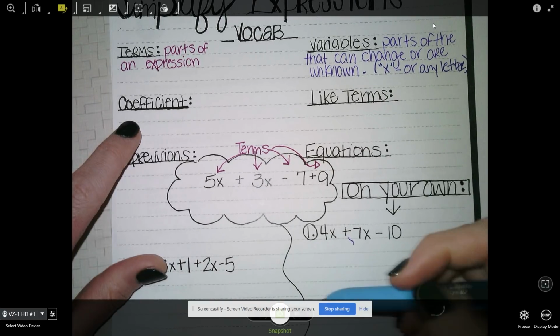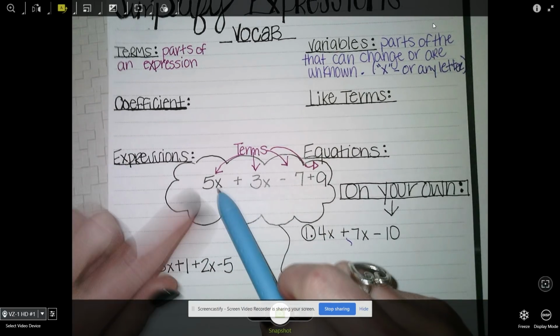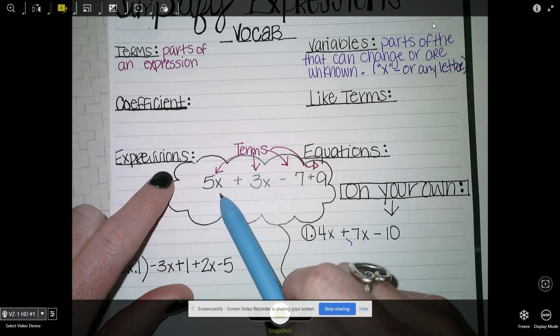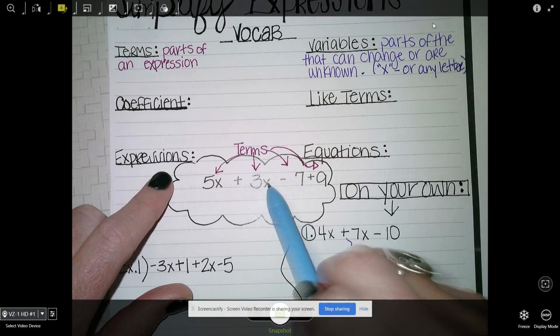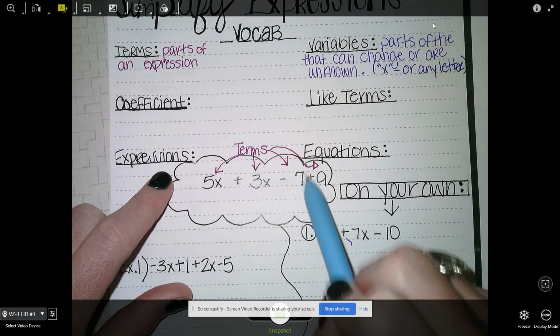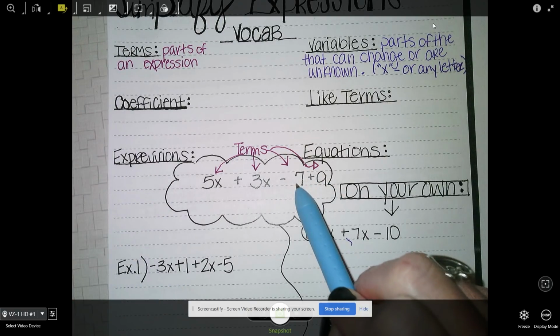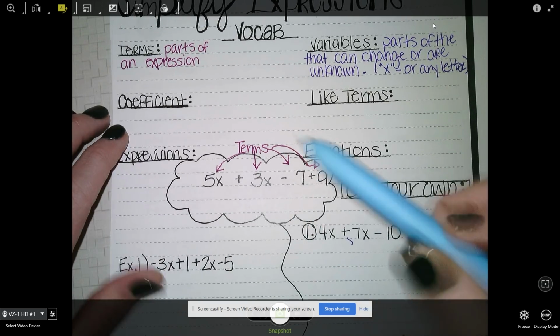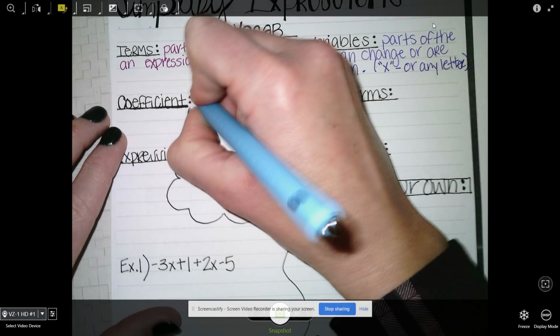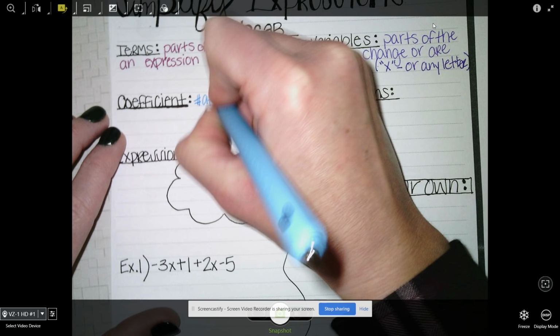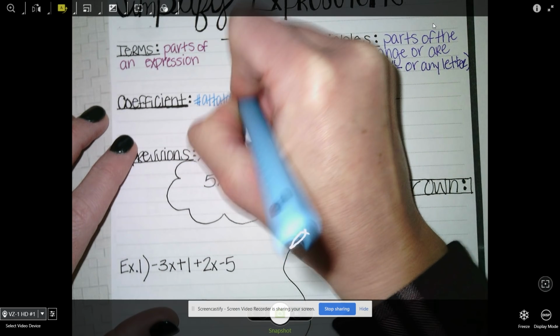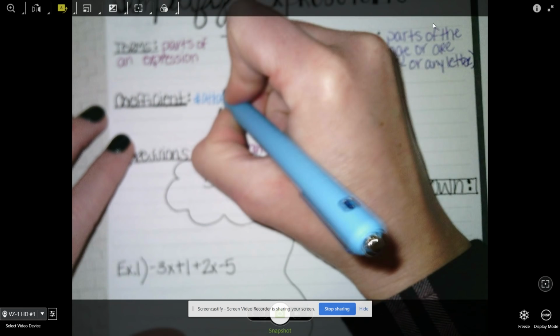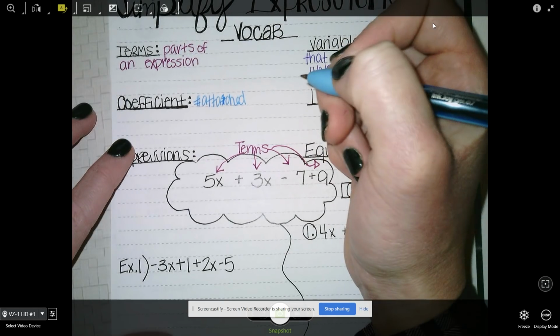Then we have coefficients. So the coefficients are what are attached to the variable. So in this situation, you have a 5, and then you also have 3x. These do not have coefficients because these ones are constant, and it means that they're just a regular number, doesn't have anybody piggybacking off of it. So for coefficient, we're going to put number attached to the variable.